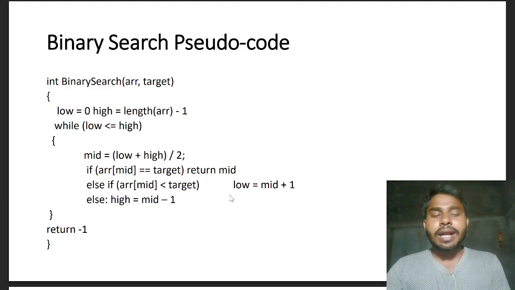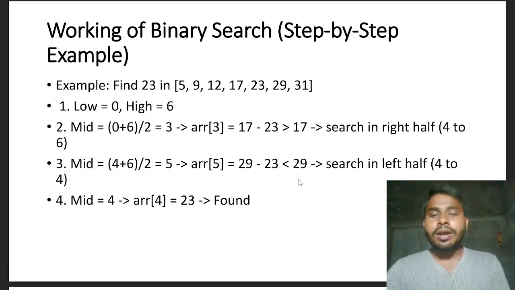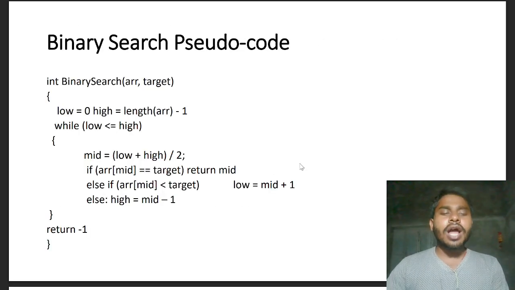If the value at the middle index is greater than the target, as in the next case we have discussed here, like 29, which is greater than 23, in that case what will happen? We will update the high pointer. Now the high pointer will point to mid minus 1.